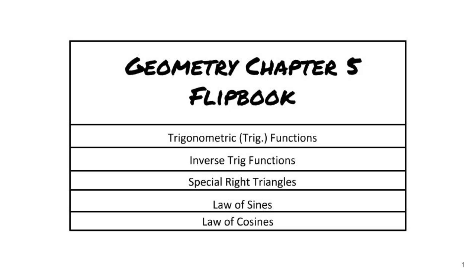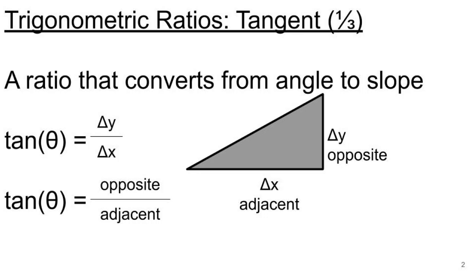So, these are the titles for your Geometry Chapter 5 flipbook. Here are the 5 pages: trig functions, inverse trig functions, special right triangles, law of sines, and law of cosines. The first page, trig functions, is what we're going to put stuff in first. Speaking of, here we have a familiar friend, tangent. This is our first trigonometric ratio. The whole point of today's lesson is that we need more of these, but for right now, we've got tangents.